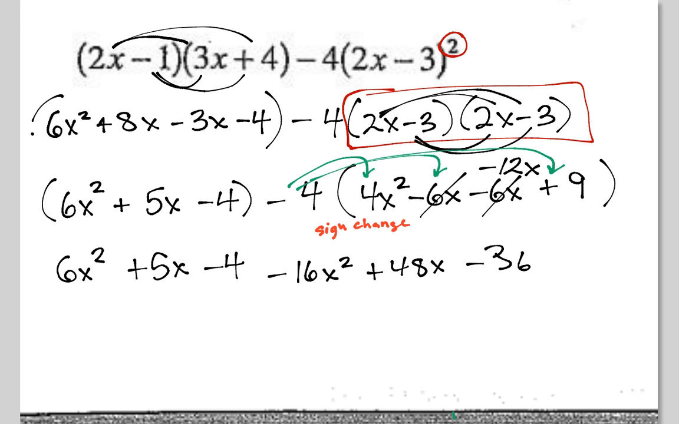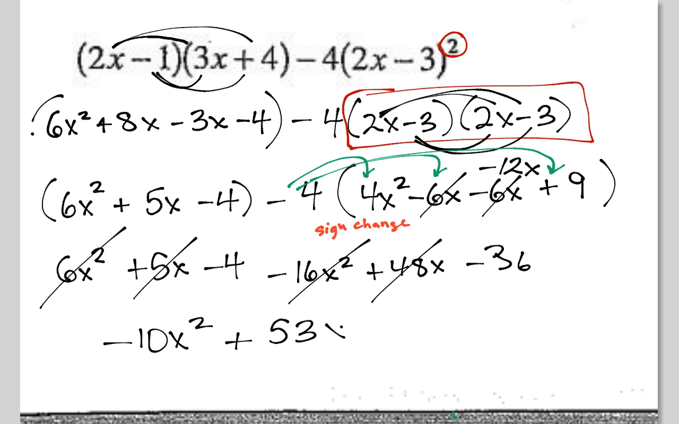And now you can collect like terms. Positive 6. Whoops, my bad. Positive 6 and minus 16. Negative 10. Positive 5, positive 48. Good. And then minus 4, minus 36.